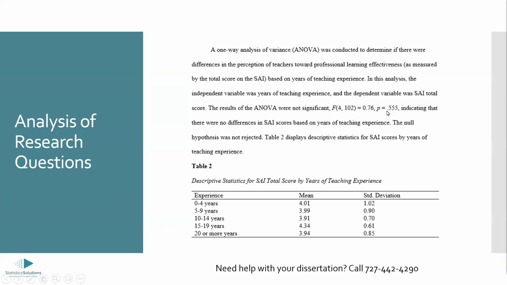And in this case, our p-value is greater than 0.05, so we don't have significant differences. And again, our statement relating to our hypothesis, our null hypothesis was not rejected. And again, we present relevant descriptives that break down the means for the groups that we're comparing in this ANOVA.